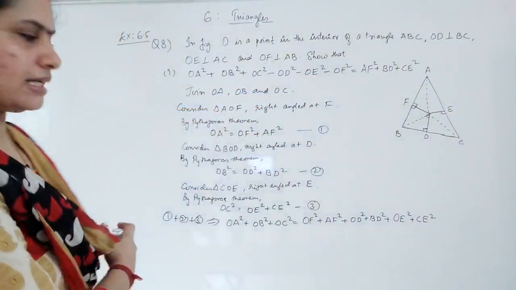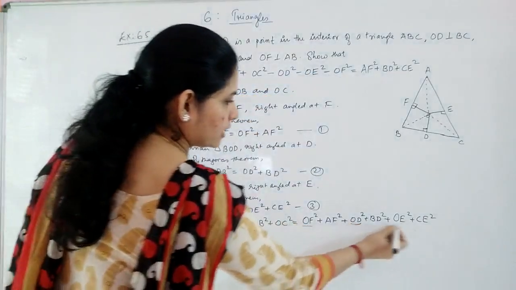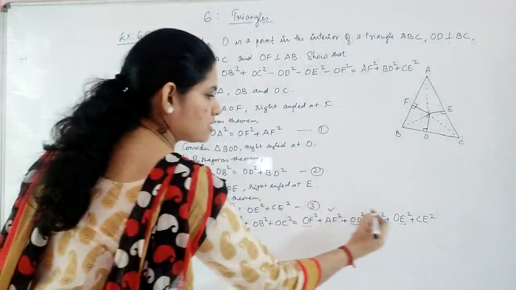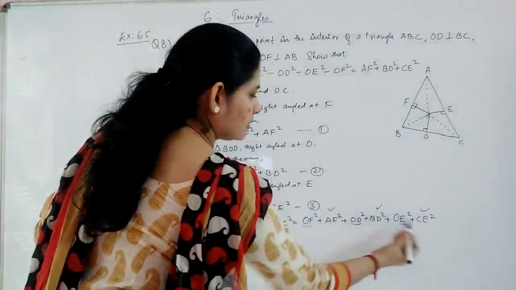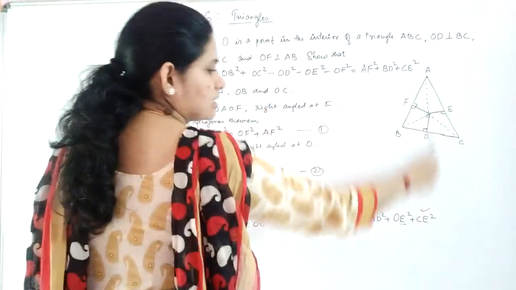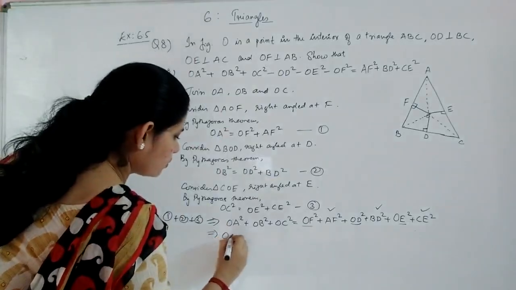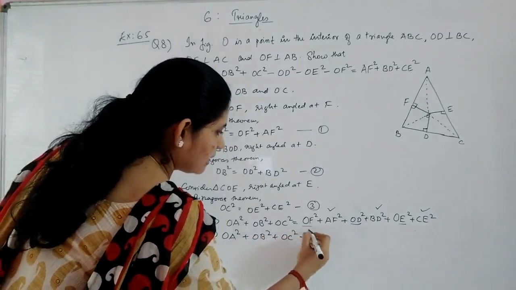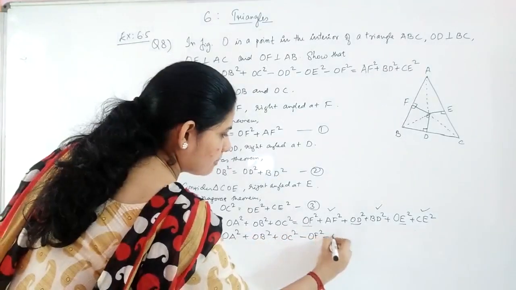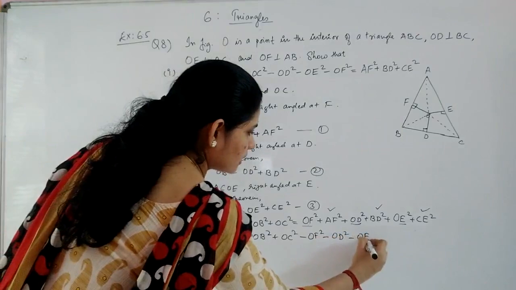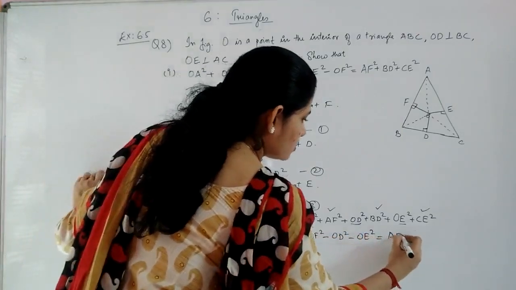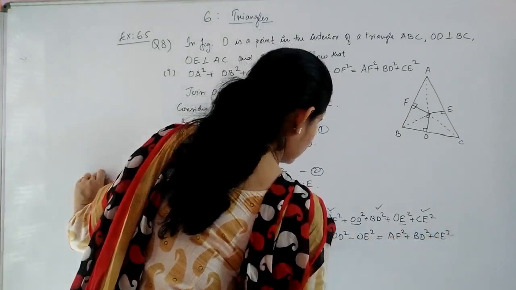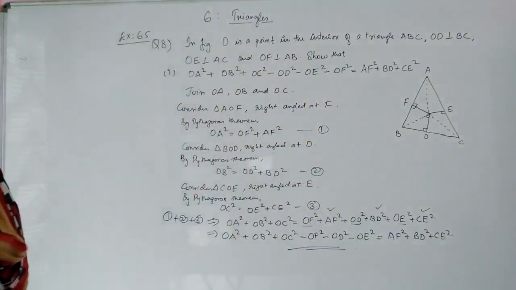Now according to what we need to prove, we have to take OD square, OE square and OF square to the left hand side. OF, OD and OE, all the squares should be taken to the left hand side so that you can get the result, because only the right hand side will contain these three terms, which are AF square, BD square and CE square. Okay, so we'll have OA square plus OB square plus OC square minus OF square minus OD square minus OE square, which is equal to AF square plus BD square plus CE square.